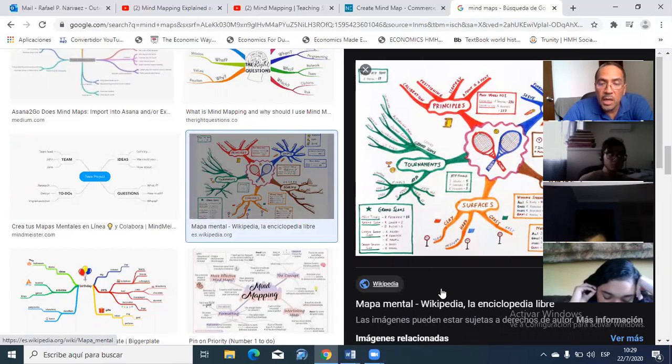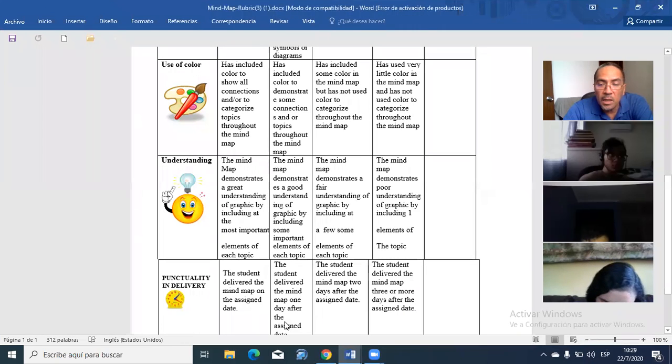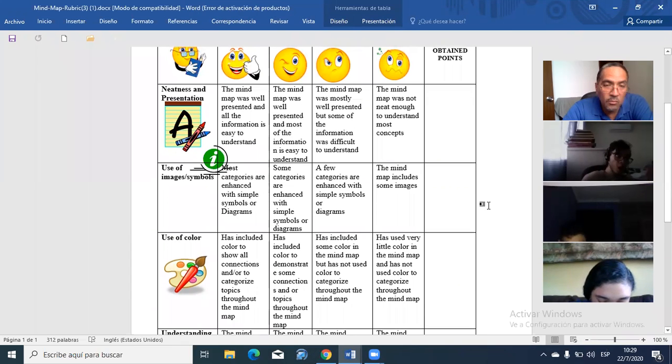Now remember, how am I supposed to evaluate your mind map? This is the rubric, and I don't think I loaded it up, but anyway, in the afternoon I'm gonna load it up. So you have the rubric that tells you how I am going to evaluate your mind map. The first section I'm going to evaluate is neatness of presentation. The mind map was well presented and all the information is easy to understand. Now, if we're gonna do it by hand, try to make something neat.